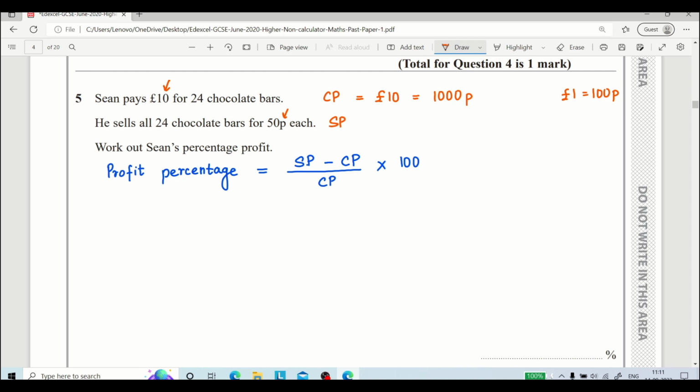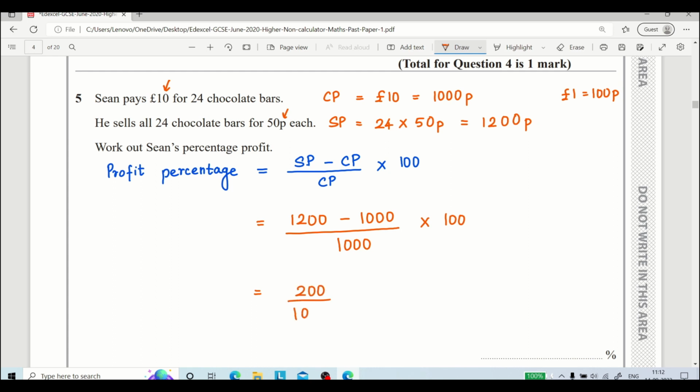And we have selling price. Selling price for 24 chocolate bars is going to be how much? 24 into 50p. So that is going to be 1200 pence. So that will give us a profit percentage equal to 1200 minus 1000 over 1000 into 100. So let's solve this part. 1200 minus 1000 is going to be 200 over 1000 into 100.